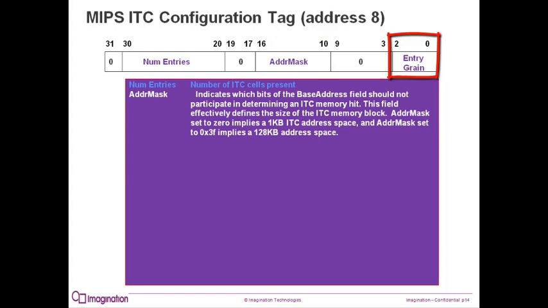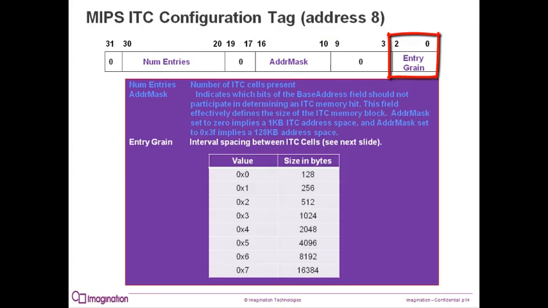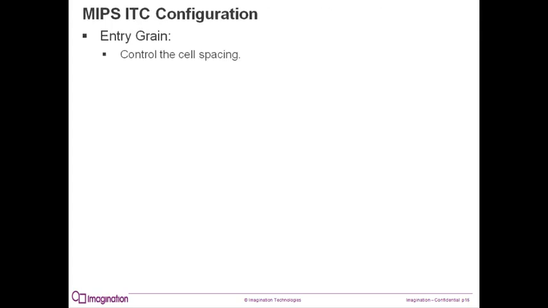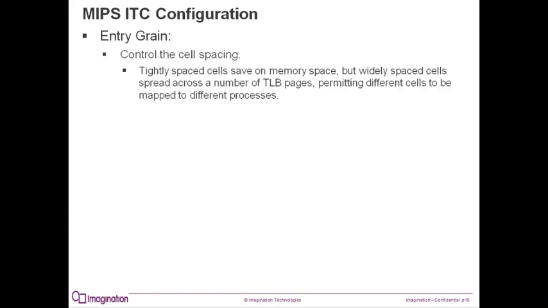You can set the grain entry to configure the interval spacing of the ITC cells. This chart gives you the entry value and the corresponding interval. Here are some ideas of what you would do about the entry grain value. For simple semaphore cells that are used to communicate between processes and the OS, you would probably want to space them as tightly as possible to save on memory space.